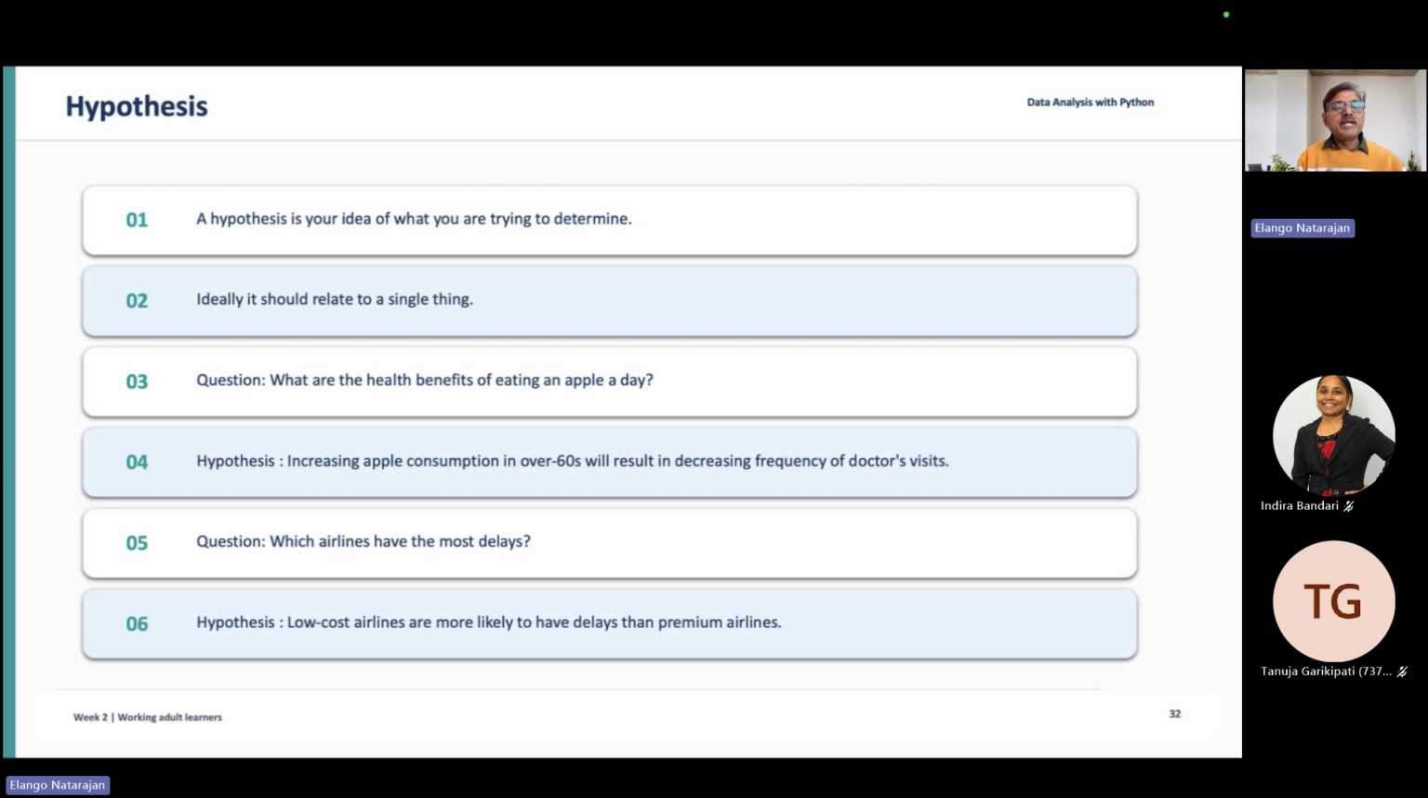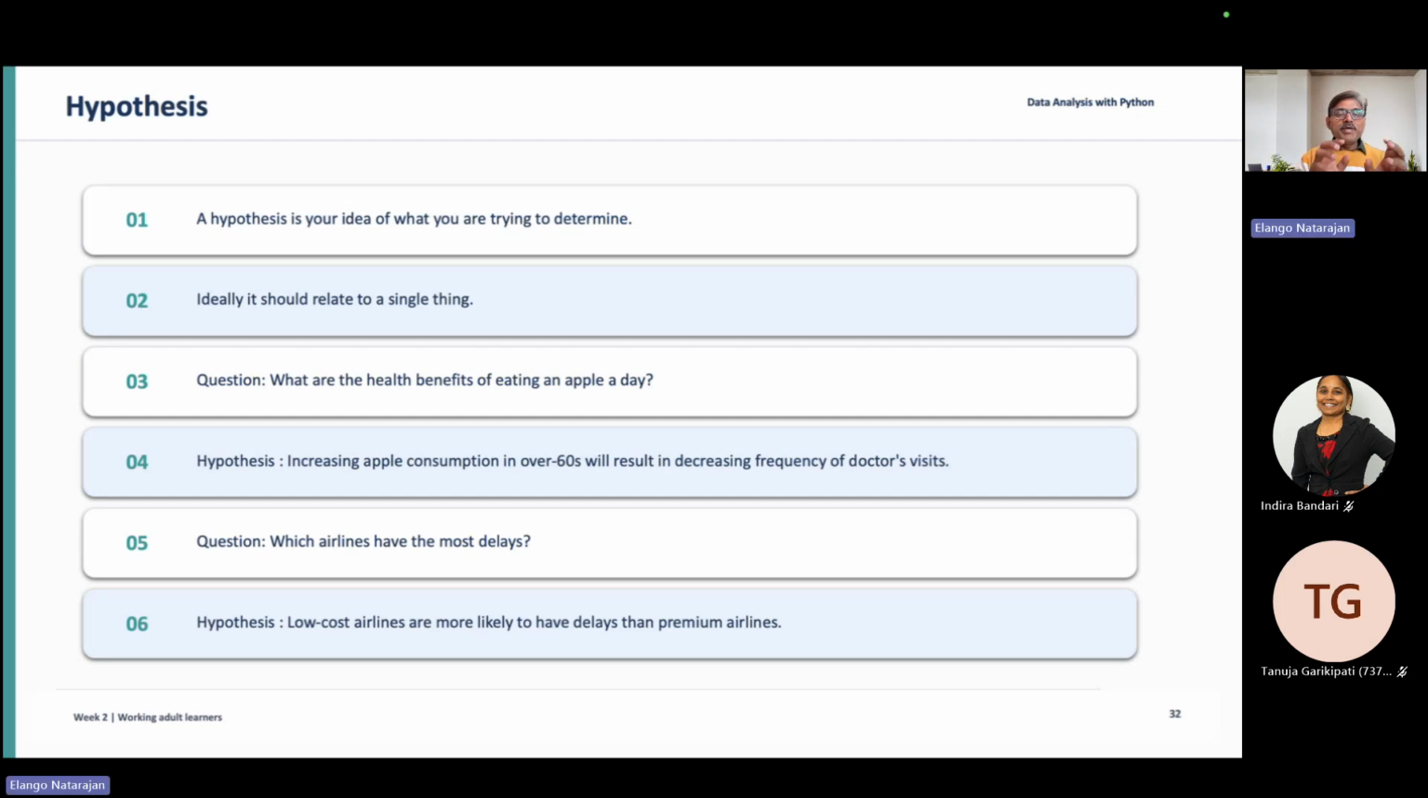So based on the question, you can form a hypothesis. You can write a hypothesis like, when we consume apple over 60 years, we can reduce the frequency of meeting the doctor. That is your hypothesis. So in the sense, I do not meet the doctor if I take apples every day. That is your hypothesis. It could be right or wrong. Don't know. So what we do is we do the testing to identify whether our hypothesis is to be accepted or rejected.